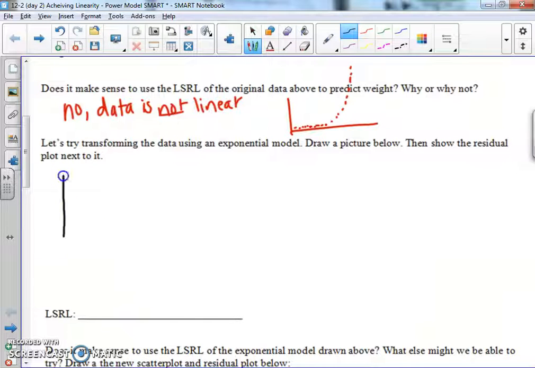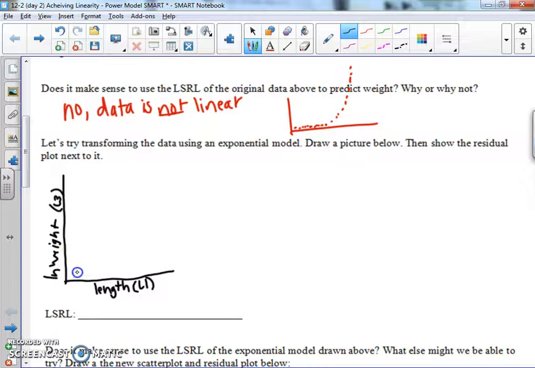So let's again draw a picture of it. Okay, what we did here is we still had the length, the original length in list 1, and we had the weight. But it wasn't just the weight. Remember, we did the natural log of the weight on this side, and that was in list 3 now.